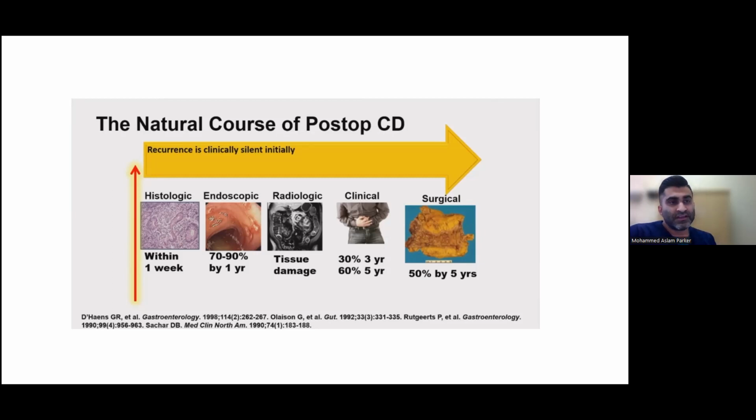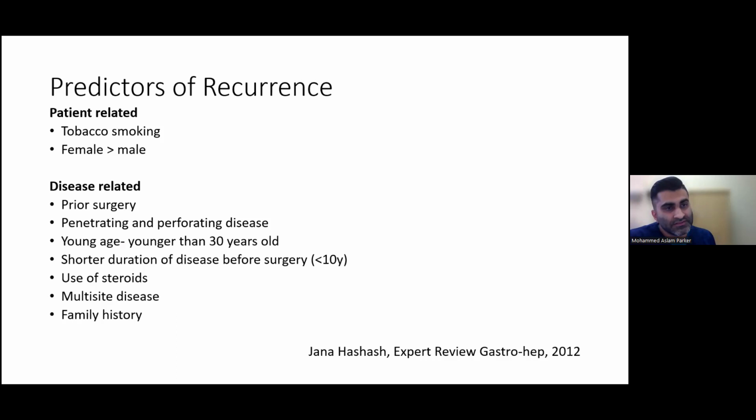So predictors of recurrence. So there's patient-related factors as well as disease-related factors. In terms of patient-related factors, tobacco smoking and a female gender. Disease-related factors would be a prior surgery, penetrating and perforating disease, young age, specifically under 30 years old, shorter duration of disease before surgery, that is less than 10 years, the use of steroids, multi-site disease, and a family history.